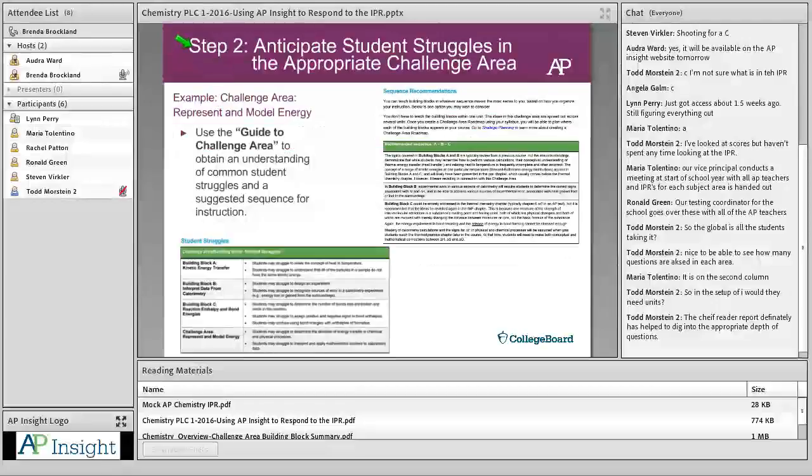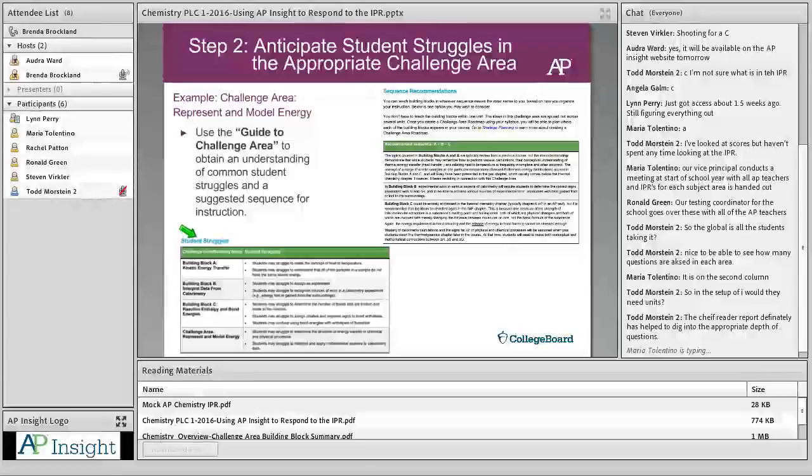So here would be, after you've identified areas that you would want to work with, now you would go in and say, all right, I'd like to work on how my students are doing with thermochemistry. At that point, you might go straight into the challenge area and start to look for certain things. So this is the challenge area on representing and modeling energy. And again, you might want to just go in and double check the student strategies and the student struggles. So what areas are students typically struggling on?